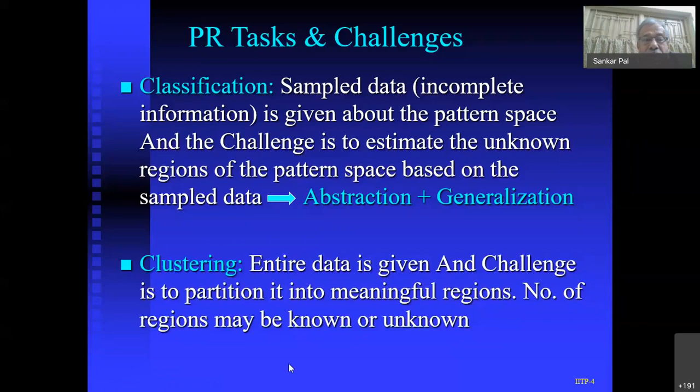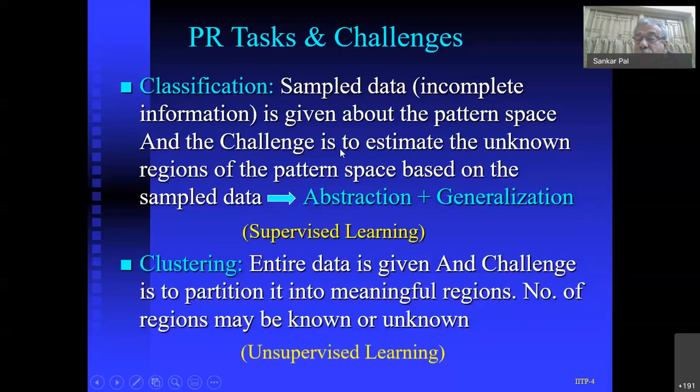So this is called supervised learning. This is called unsupervised learning. So the learning concept originated from that time. Learning means you are learning the abstraction parameters of the classifier. Here also you are learning the parameters of the unsupervised classifier, that means centroid, mean, covariance matrix, etc. Now next comes the fuzzy set.